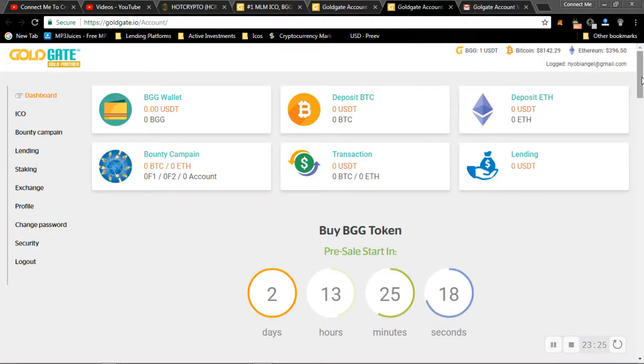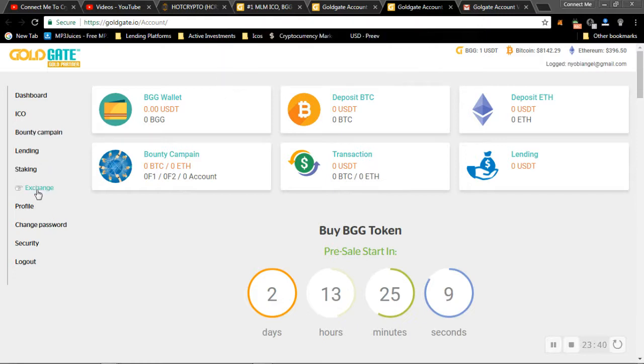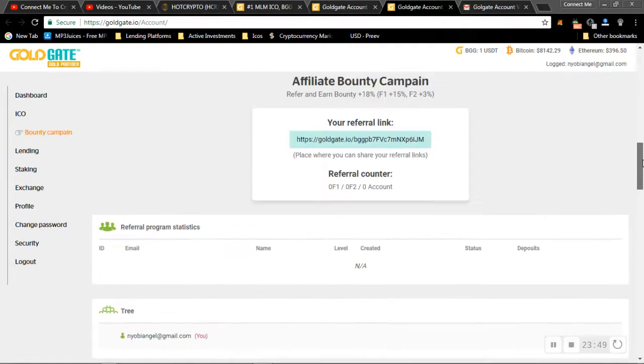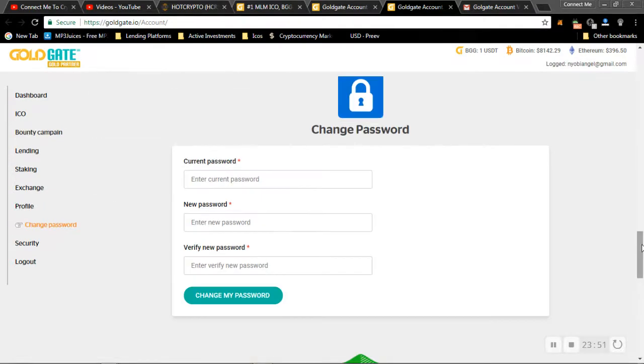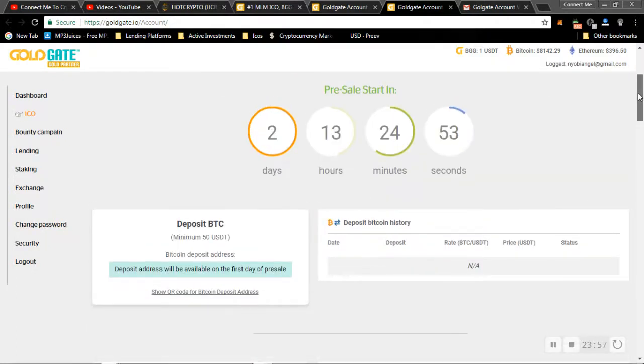So here we are, everyone. We are in their back office. These guys have everything set up. They have their bounty campaign. They have their lending. Let's look at their lending platform. Oh, it'll be available in a few days. Staking, same thing. Exchange, what do these guys have available? A few days, change password, profile. Okay. Ooh, too much information. These guys have a lot going on. The Google Authenticator. This looks pretty decent. So the minimum is 50. Okay, so you literally have to go in and buy 50 automatically. Okay, that's cool. That's something I wouldn't mind doing.